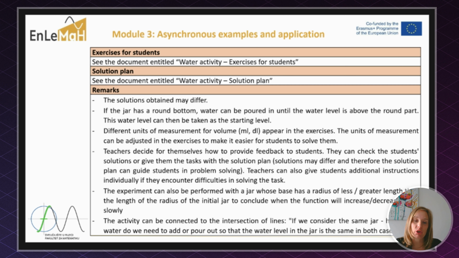Exercise for students and solution plan are written in separate documents. Remarks include all the other relevant information for the teacher, for example, some difficulties that can occur while performing the activity. In water activity, an example of difficulty that can occur is that a jar has a round bottom. But this can be solved in such a way that water can be poured in until the water level is above the round part. This water level can then be taken as the starting level.